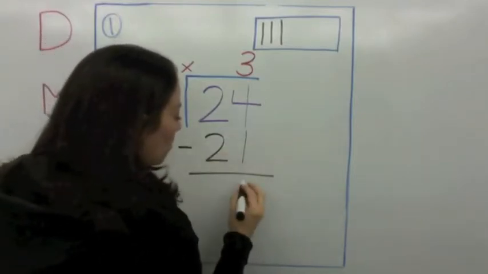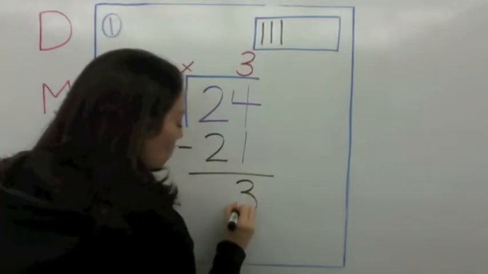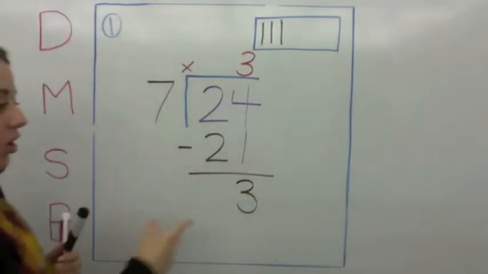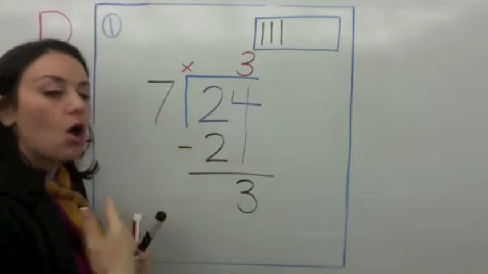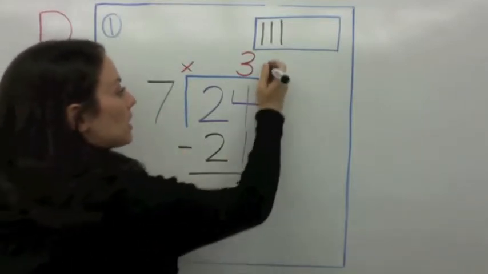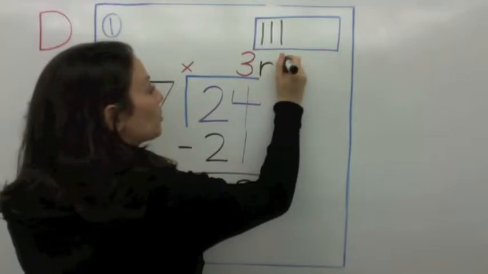Okay, so now this is what we have left over. What do we call this? It's left over. It's called a, starts with an R, remainder. So we say 3, remainder 3.